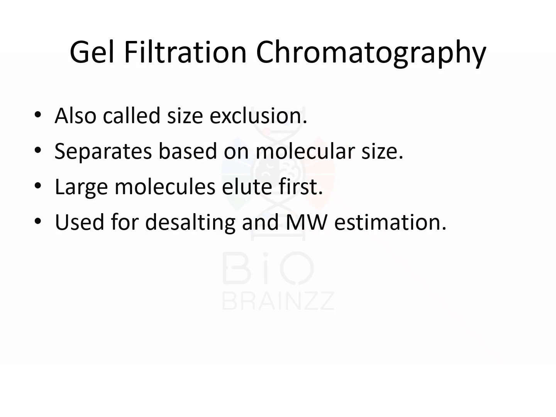Gel filtration chromatography is also called size exclusion chromatography. It separates molecules based on their size. The stationary phase contains pores and molecules pass through them. Large molecules cannot enter pores so they come out first, while small molecules enter pores and come out later. This technique is used for desalting and estimating molecular weight of proteins.